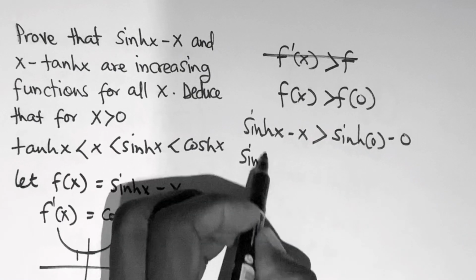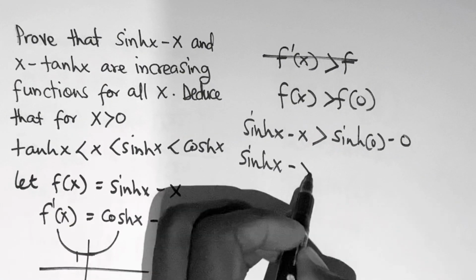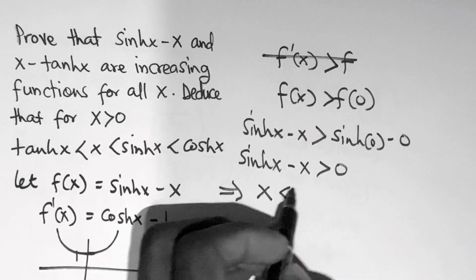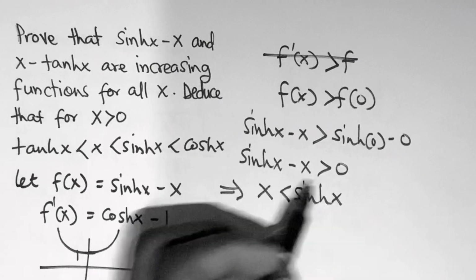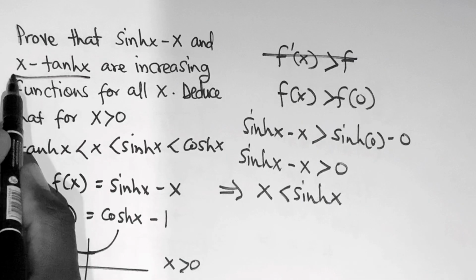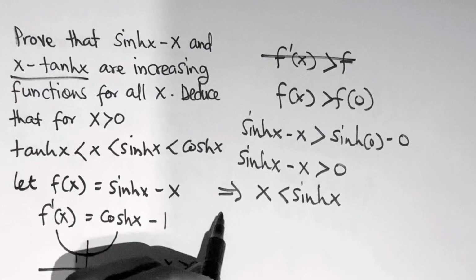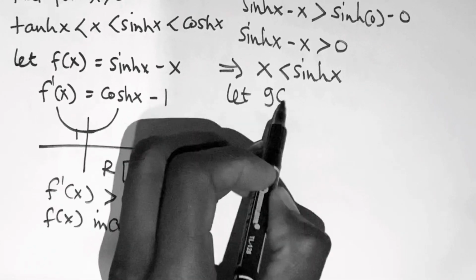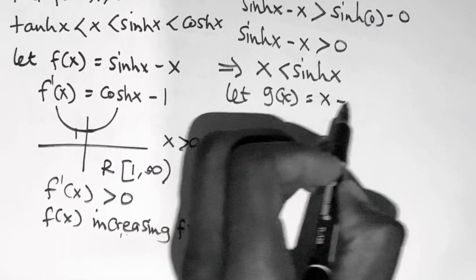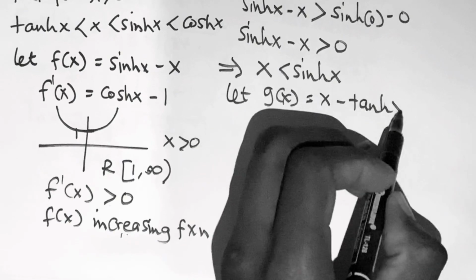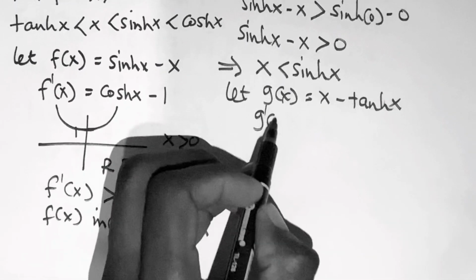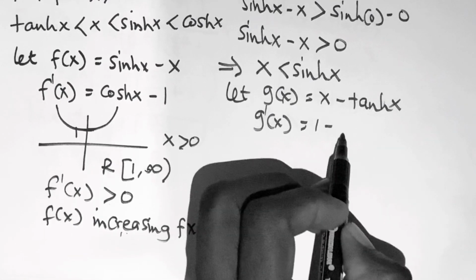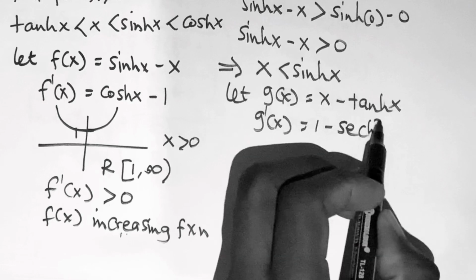So therefore, hyperbolic sine x minus x is greater than 0, and this implies that x is less than hyperbolic sine x. Now let's come to this one, which is x minus hyperbolic tan x. So let g of x be equal to x minus hyperbolic tan x. So g prime of x is equal to 1 minus, if we differentiate hyperbolic tan x, we are going to get hyperbolic sec squared x.